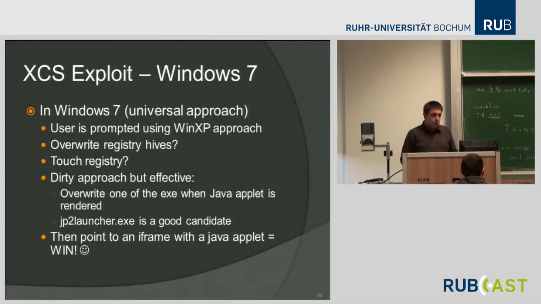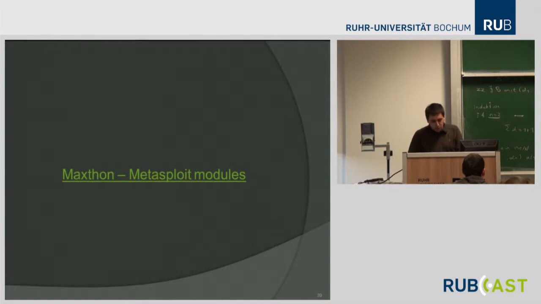What I will do is overwrite one of the Java executables. I noticed that when you go to a web page that has a Java applet, the browser will actually execute jp2launcher.exe, and jp2launcher.exe will call java.exe to load the Java applet. So I said, okay, since I can write, I will overwrite jp2launcher.exe with my exploit, and then point the browser to a page which has the Java applet. And it works, and there are no pop-ups or anything. I'll show you the demo now.